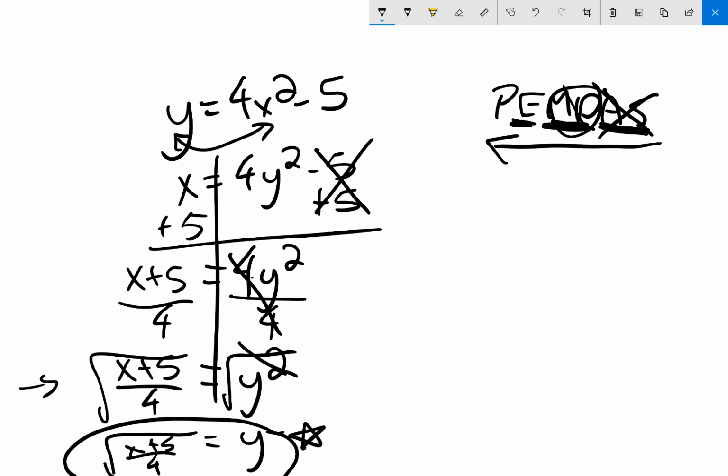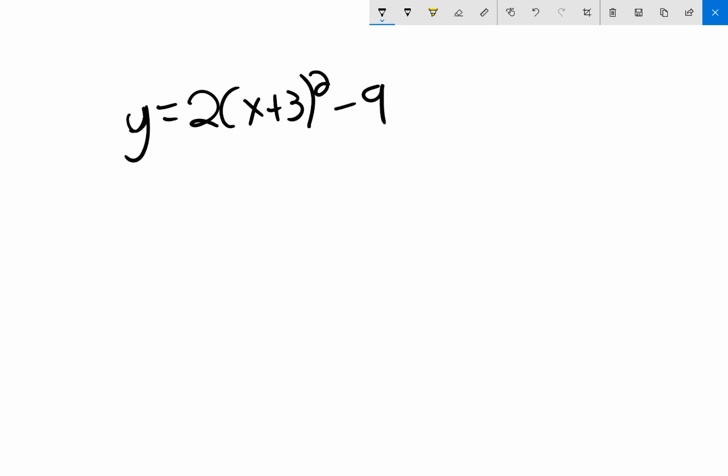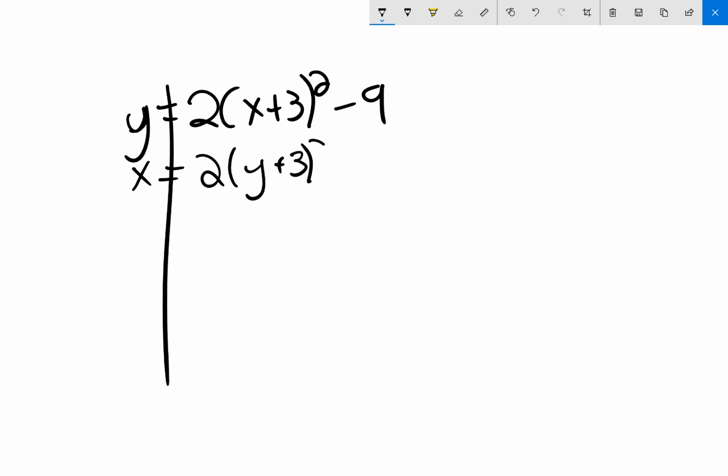All right. So the one for you is basically the same problem, just with different numbers. So good luck. And then the last example for inverses is y equals 2 times the quantity x plus 3, squared, minus 9. This is a much more intense problem, but it's the same first step, which is to switch x and y. So write x where y was and write y where x was.